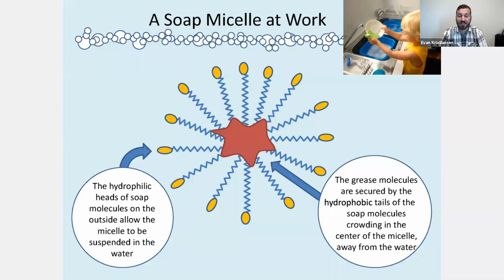This, incidentally, is how soap works. Soap is an amphipathic molecule. It has a hydrophilic head that allows it to interact with the water, and it has hydrophobic tails that allow it to interact with grease or oils on your hands. So when you wash your hands, the grease interacts with the hydrophobic tails, and the hydrophilic heads interact with the water and allows it to be washed away. So that's how soap works.